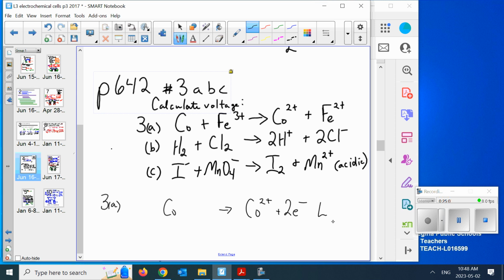This one you normally look up on the chart, but this one isn't on it. Okay, there we go. That gets you started. All of the others are on the sheet.